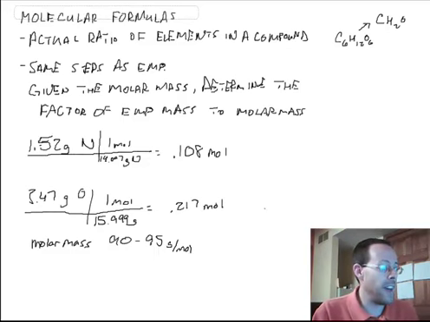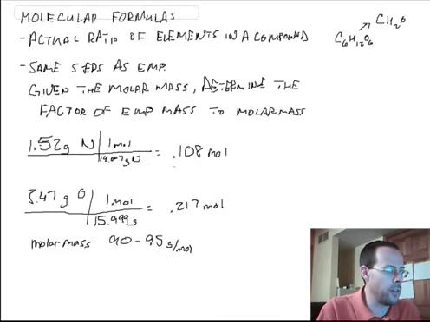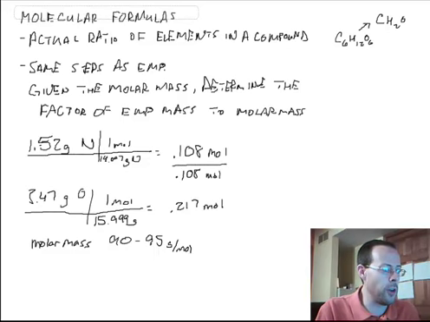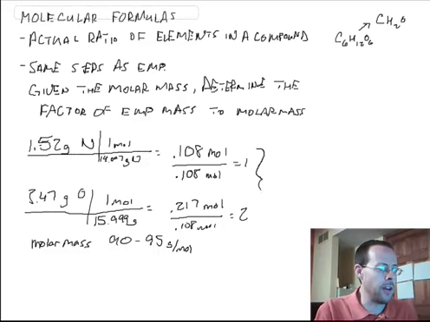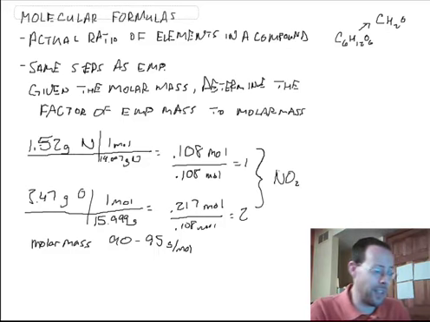Okay? So from that, our next step is divide by our smallest mole amount. So it is obviously 0.108. So we're going to divide both of these by 0.108, and hopefully get a whole number ratio. So this comes out to 1, and this comes out to 2. So because of that, our empirical formula then is NO2. Alright? So that is our empirical. We can't simplify a 1:2 ratio any smaller.